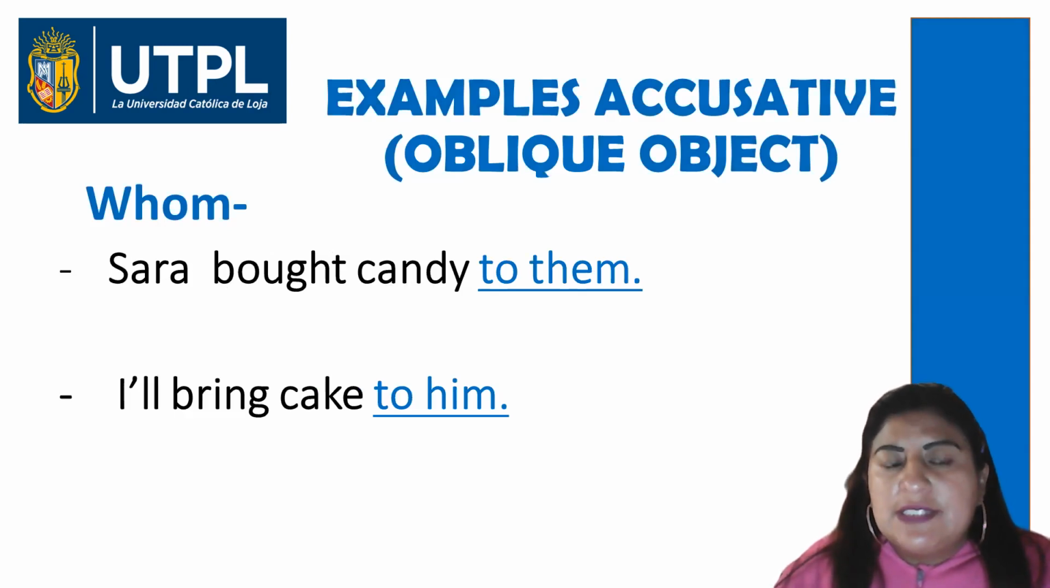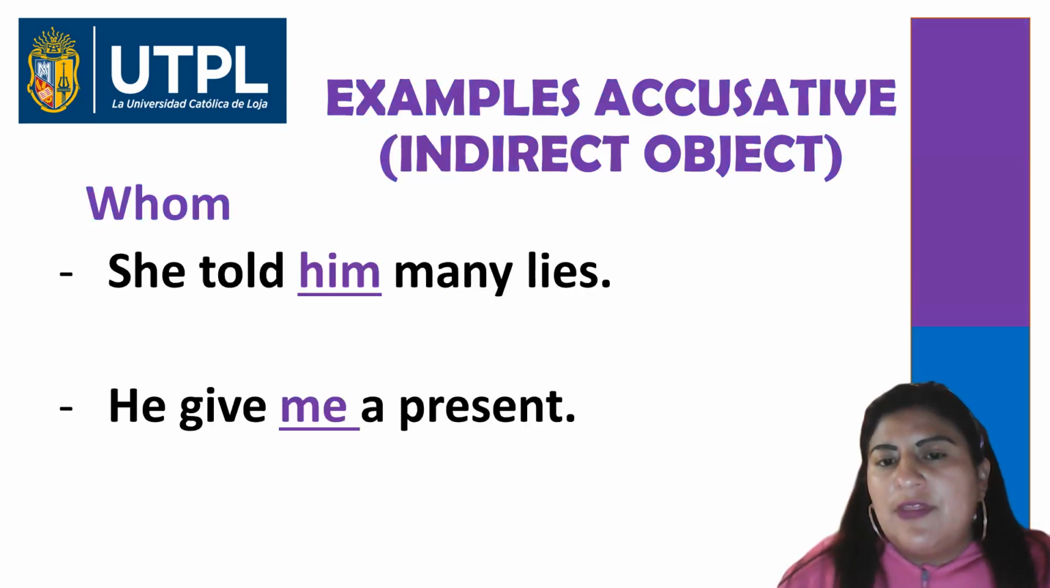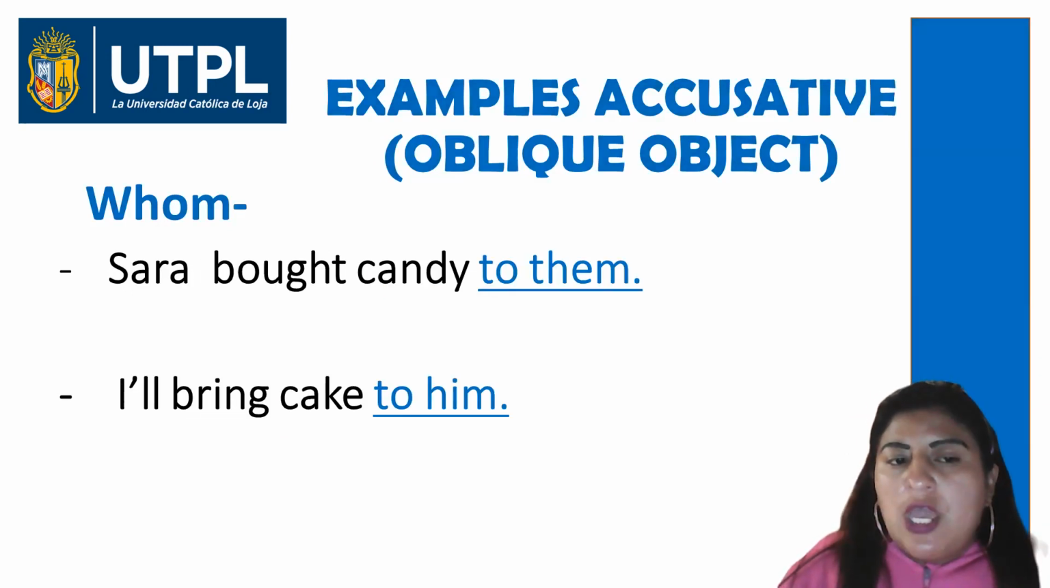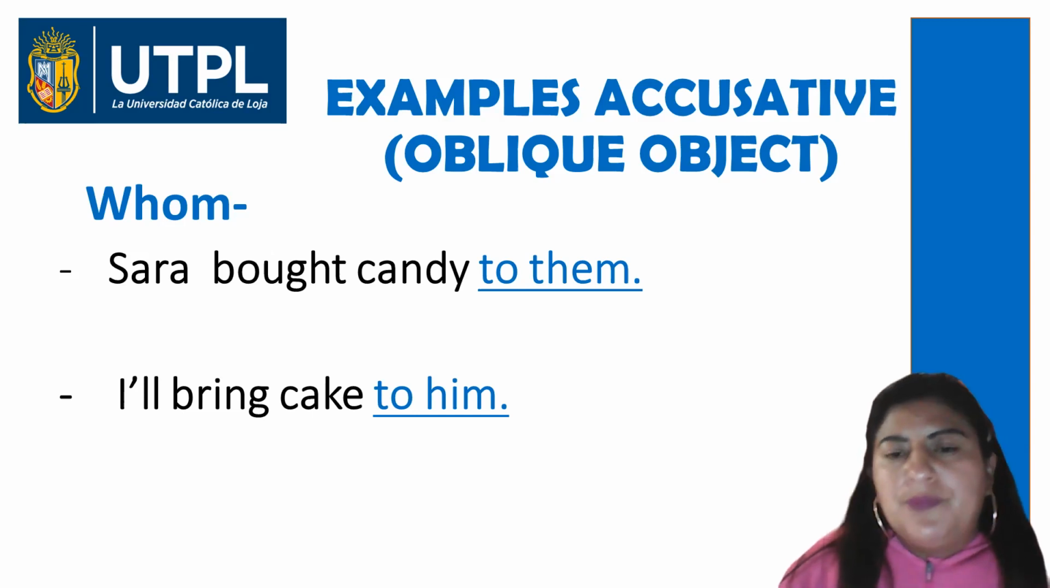And the last case is the oblique object. Also, we have to answer the question word whom. Sarah bought candy to them. I bring cake to him. In these two examples, we have a pronoun, but in the oblique object, we can change the position, which is the same as the indirect object. And in this case, we change the position and we have to nominate this as an accusative case.